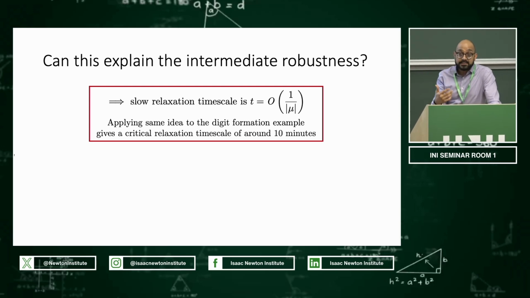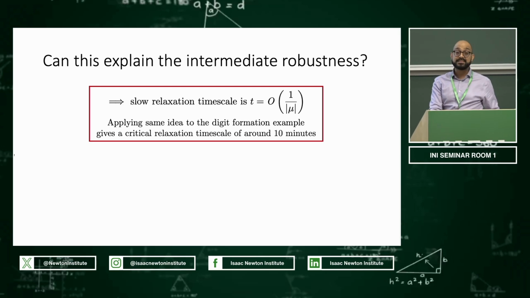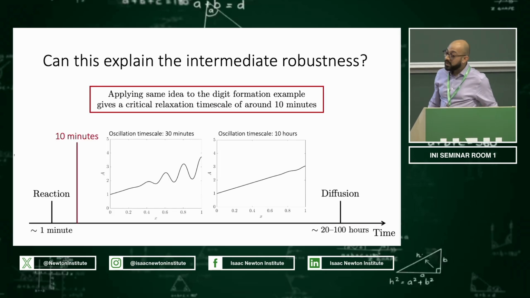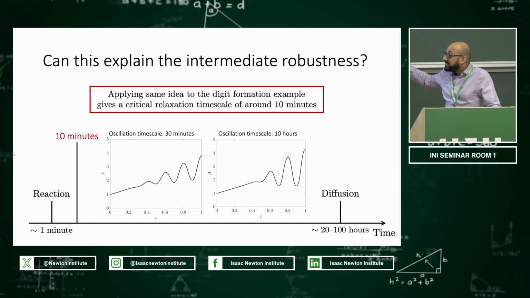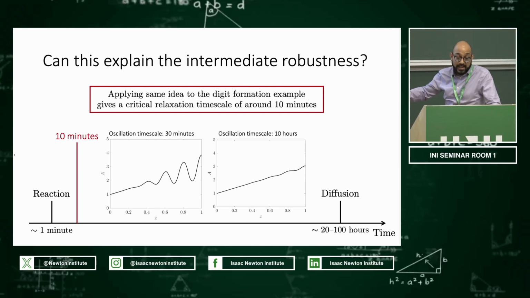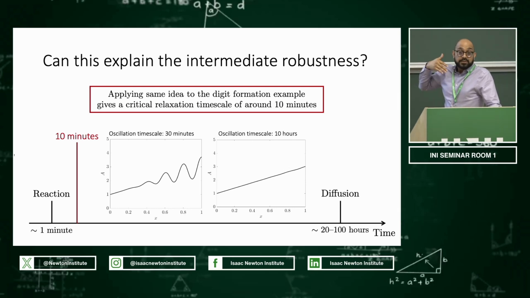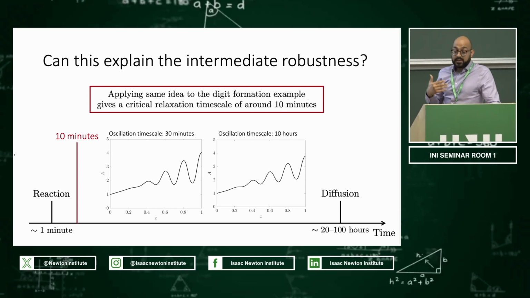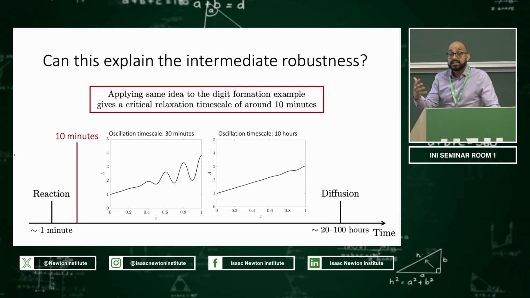Well, if you apply this to the digit formation example and calculate the slow relaxation timescale from that type of analysis, you get a prediction of the critical robustness timescale of around 10 minutes. But if we look at our timescale schematic, 10 minutes is still too quick to explain this observed intermediate robustness. So this classic result of a slow relaxation timescale near a bifurcation is not enough to explain what is going on here in this system.